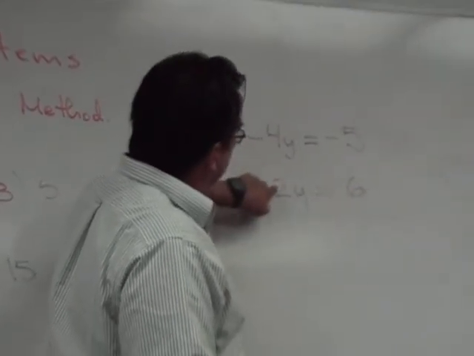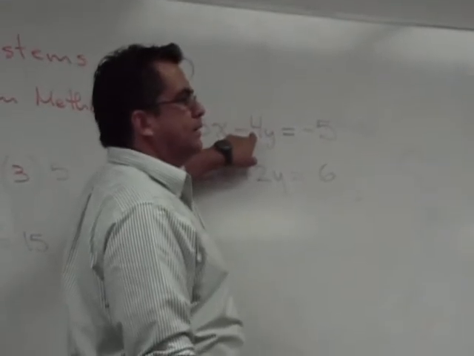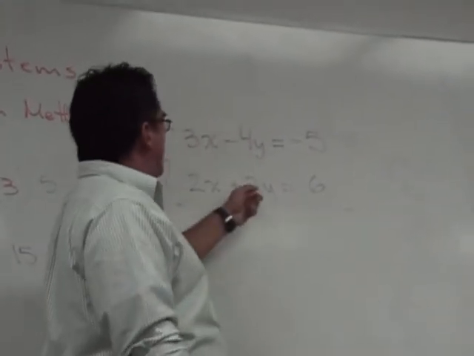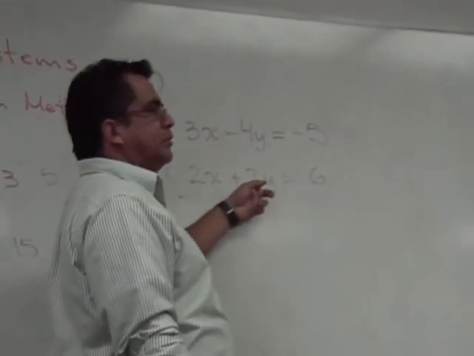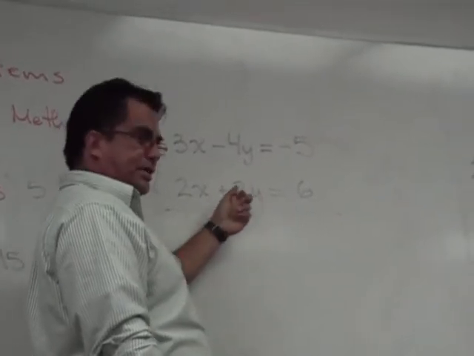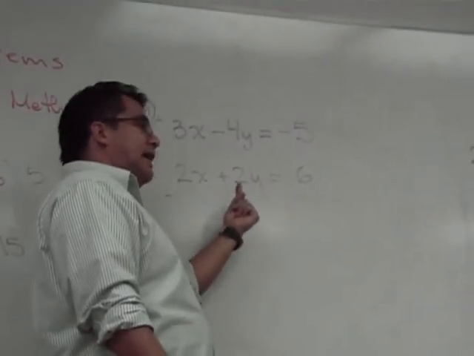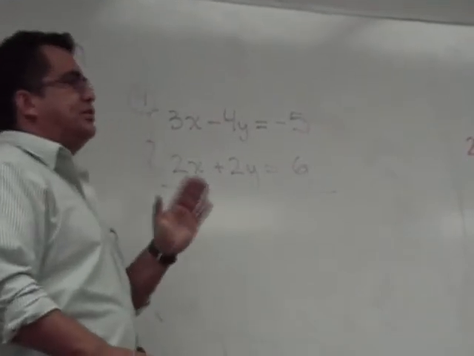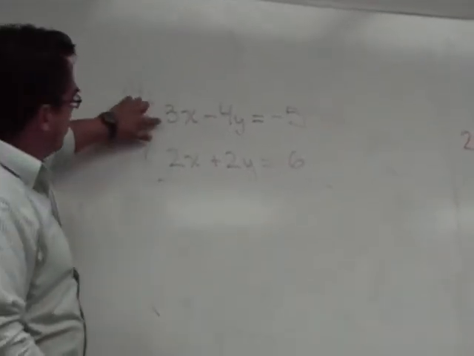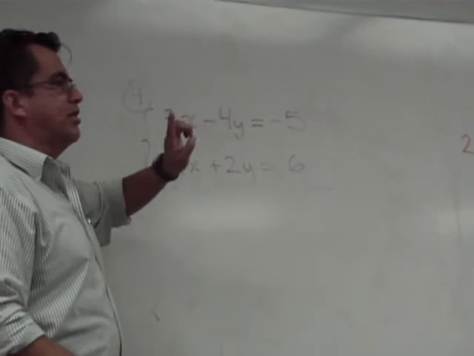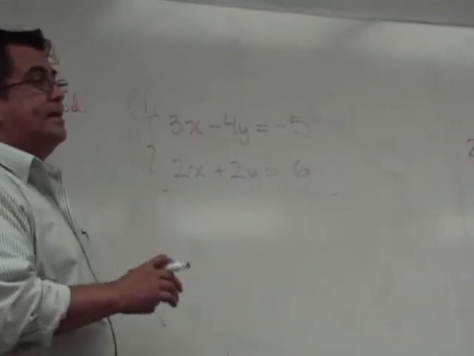This one's here. What is the opposite of negative 4? Positive 4. Could I multiply this by something so that it'll change into a positive 4? 2. Yes, I could multiply by 2. And that's going to be the challenge in the addition method, that you're going to have to look at the coefficients and make a decision. I can multiply by anything I want.